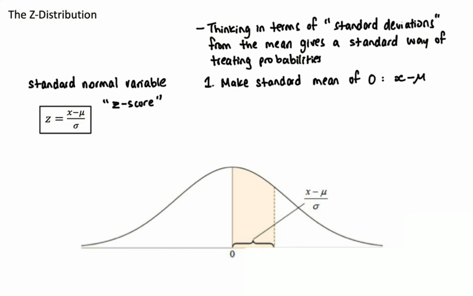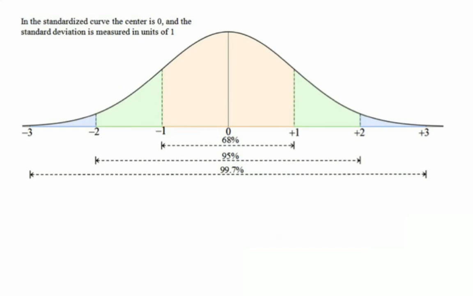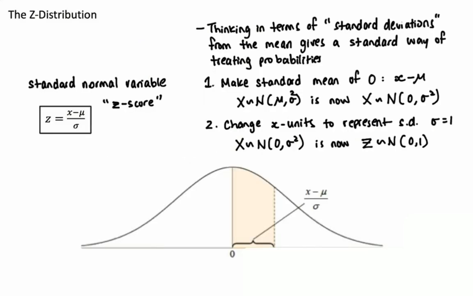So the first step to calculating a Z-score is really we're scaling. We're performing a horizontal translation. We want to make a standard mean of 0. That is why we subtract the mean. So we're transforming our normal distribution to a standard normal distribution, which has a mean of 0. And then we are going to change the X units in order to represent a standard deviation of 1. So we are going to divide that difference by the standard deviation to get our standard normal curve.